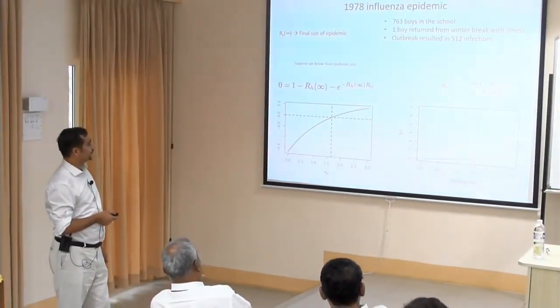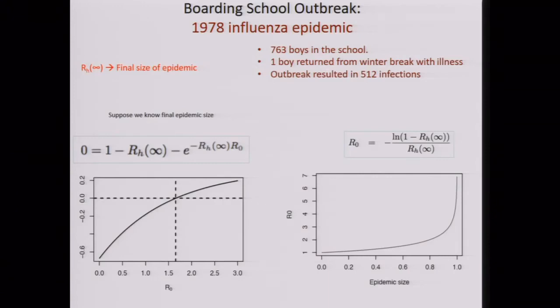One way to do it: there was data on an influenza outbreak that Padu was mentioning in the morning, where the outbreak resulted in 512 total infections. Now this is a beautiful data set. Why? Because this happened in a boarding school, so no one was coming in and no one was going out. And the total infections were 512, so we knew in this case the final epidemic size. Sometimes this is known to you. In that case, you simply substitute those things and you can find R0 using this estimation.